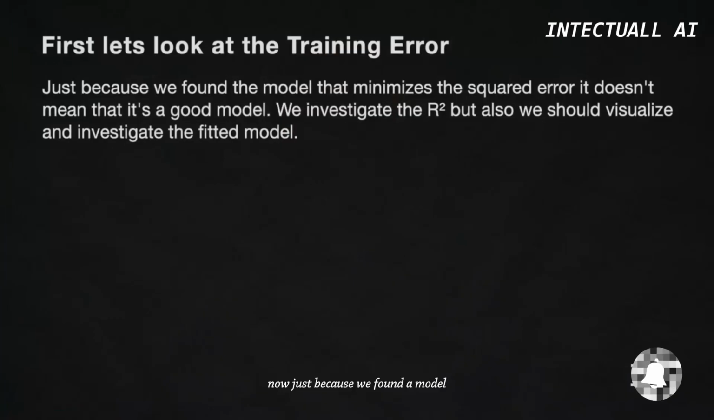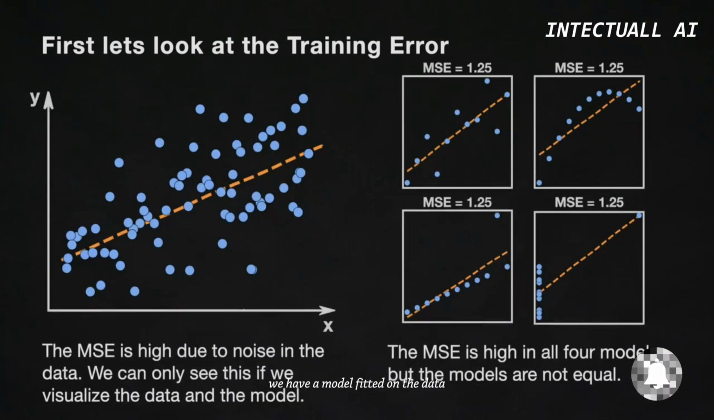So let's start with the training error. Now, just because we found a model that minimizes the square error, it doesn't mean that it's a good model. We can investigate the R-square, but also we should visualize and investigate the fitted model. In the example on the left, we have a model fitted on the data, and the MSE is very high, but that is due to the noise in the data. We can only see this if we visualize the data and the model. On the right, we have 4 models, all with equal MSE, but for very different reasons.